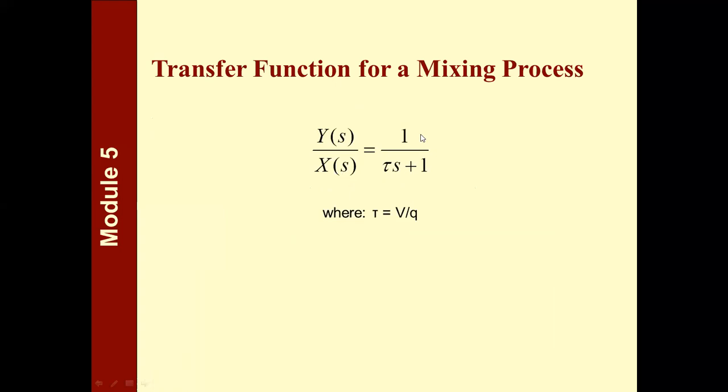Steady state gain is equal to 1, but this time your tau is V over Q. Now, in the case of the liquid level, your tau is AR. In the case of your thermometer, it's MC over HA. So it is the same form of transfer function; they only differ in the time constant. Okay, that's for our mixing process.